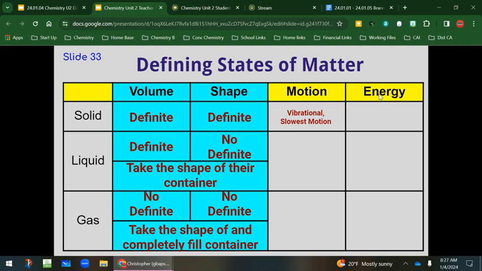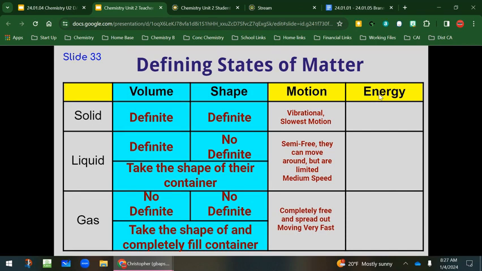As far as the motion goes, solid: vibrational and slow. Liquids: semi-free, they can move around but are limited. They can't get completely free of each other, and they have a medium speed. Gases are completely free. They spread out and they move as far away from each other as they can.